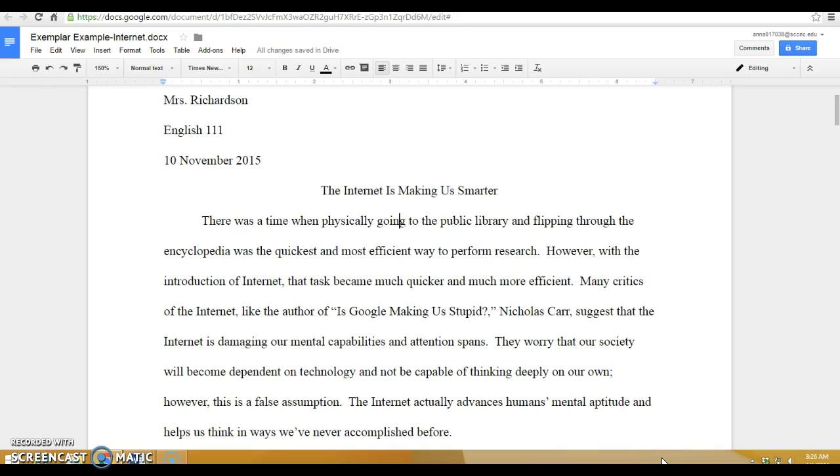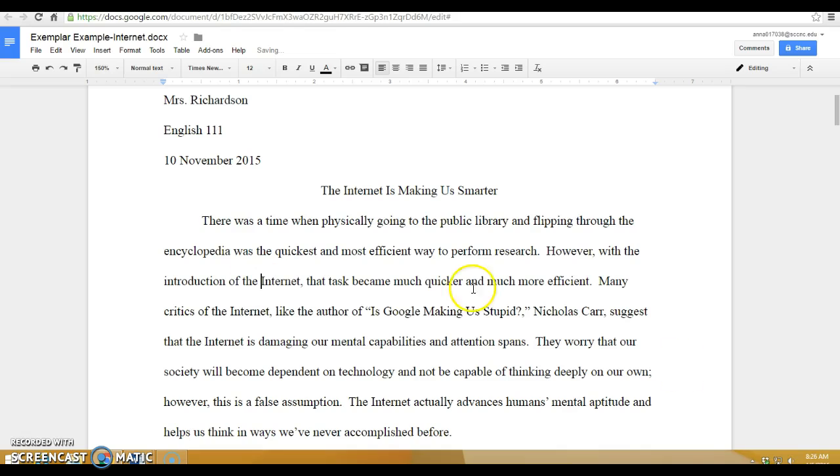There was a time when physically going to the public library and flipping through the encyclopedia was the quickest and most efficient way to perform research. However, with the introduction of the internet, that task became much quicker and much more efficient. As you can see, this is my hook. Okay, I'm getting the reader's attention. I'm relating to the reader. I'm sort of giving them a scenario. Remember when, or back in the day before you were born, this is how it was.